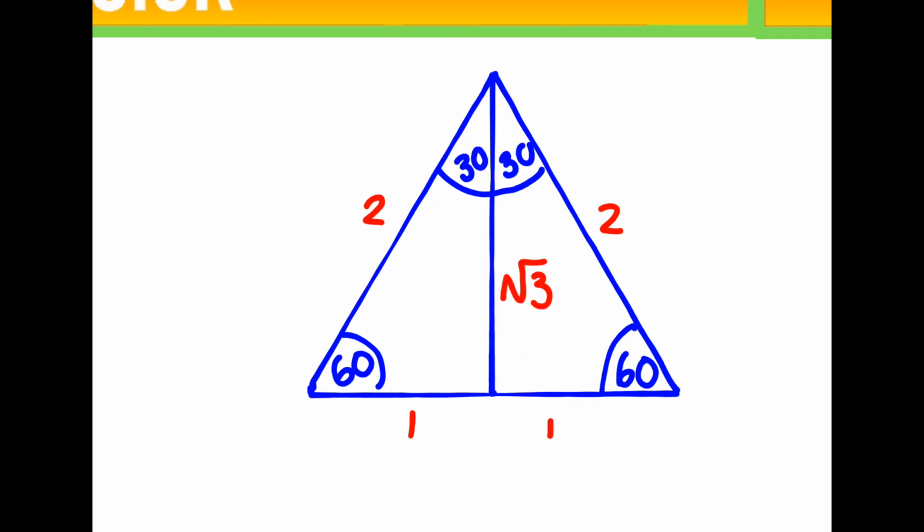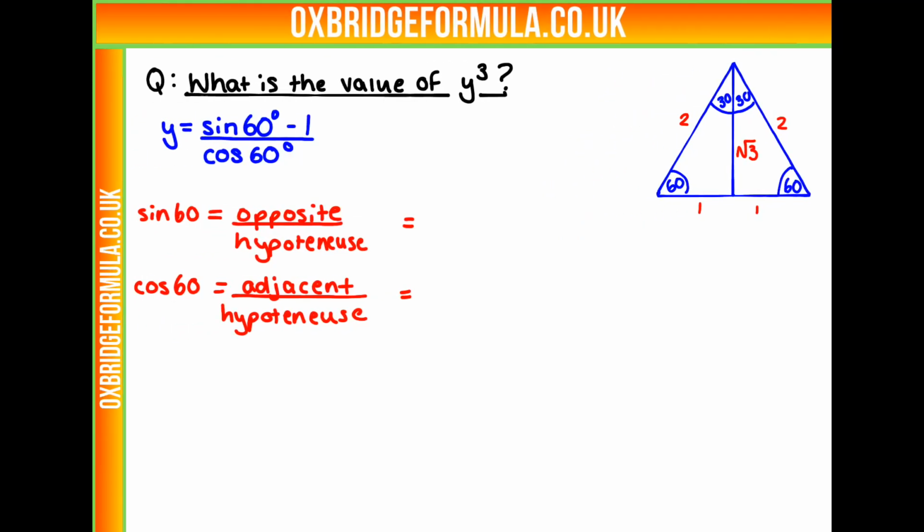And we can use this now to work out what our values are going to be. So the sine of 60 is the opposite over the hypotenuse. So if we find our angle 60, we find the opposite, which is root 3, over our hypotenuse, which is 2. It's going to be root 3 over 2. And for our cos, we have the adjacent over the hypotenuse, so we're going to have 1 over 2. So those are our two values that we have.